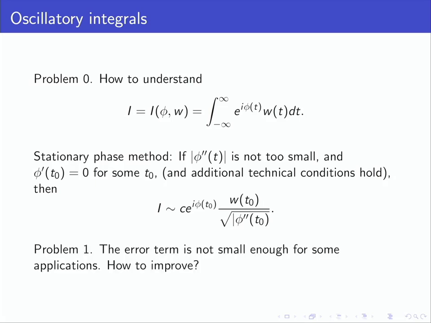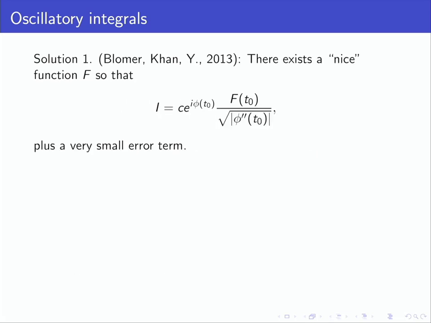But the problem is that this error term is not that. It's pretty good, but in this problem we needed to save q to the 7 over 8, and that error term isn't good enough, and so we need to improve this, and we should do this systematically and just really figure out what's going on. So there's this paper I wrote with Valentin Blomer and Rizwan Khan that works out the full asymptotic expansion.